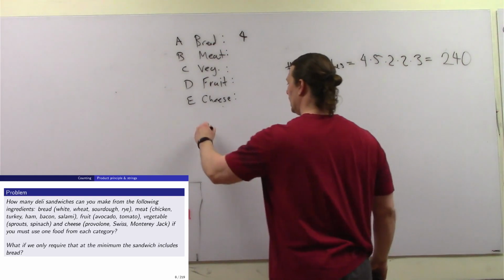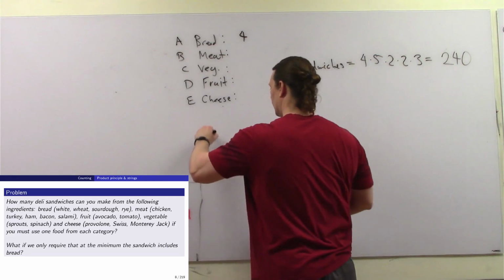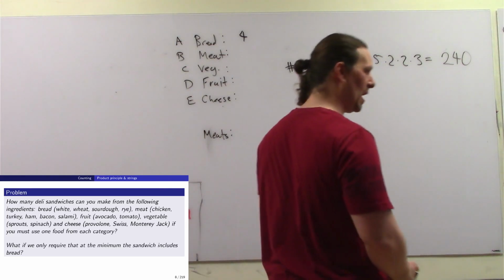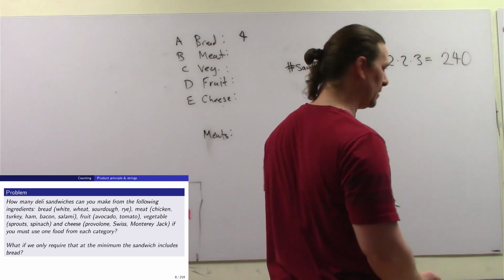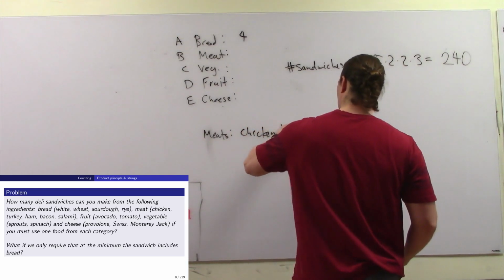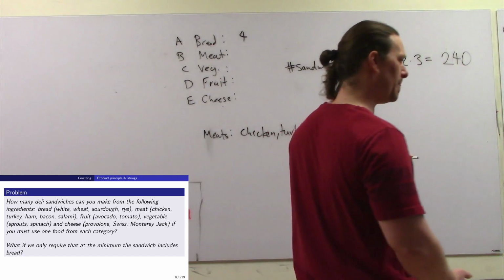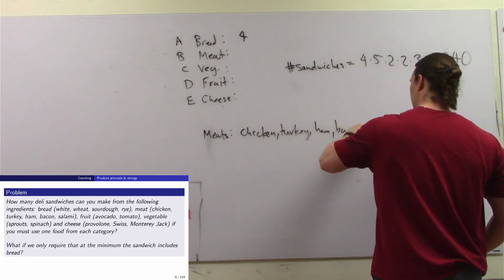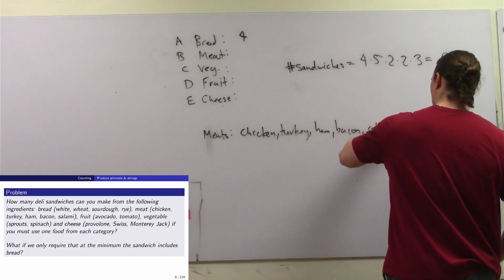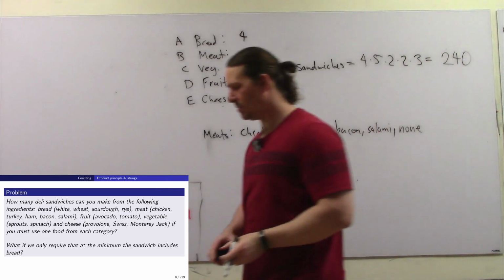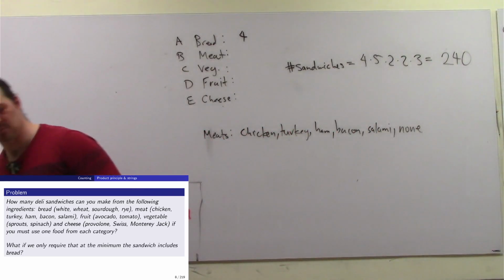So now in the meat category, let's say meat, right? We have, I don't remember what the kinds are, but it's worth listing here the first time, I think. Chicken, turkey, ham, bacon, salami, and none. We can just pretend none is a type of meat, right? That's something that can be selected and put on our sandwich.